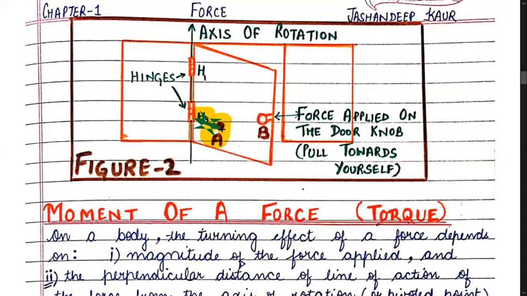Since A is closer to the pivoted point as compared to B, the force required to push the door from B is less as compared to the force required to push it from point A. This is the reason why the handles or the doorknobs are always placed at the maximum distance. Why are the doorknobs not placed at the center or near the hinges? Because you have to apply more force to open or close the door there.